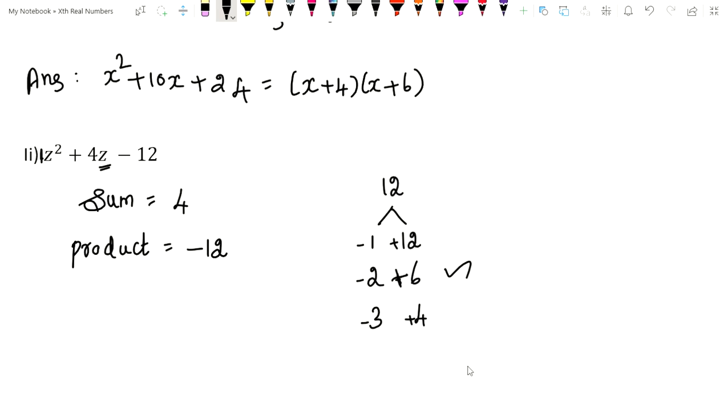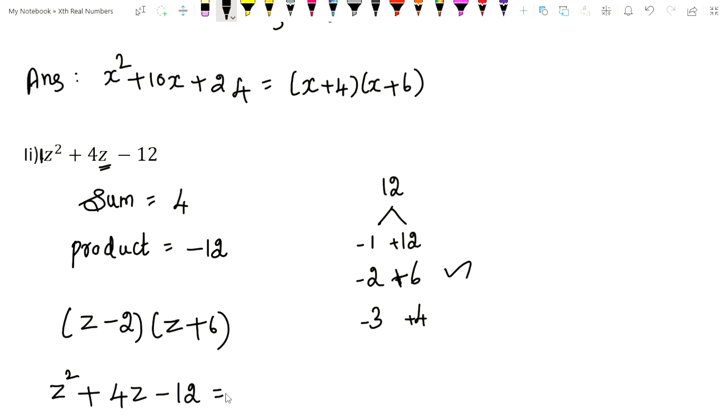So what is the factor we are getting? Here the variable is z. So z minus 2 and z plus 6. So z square plus 4z minus 12 equals z minus 2 into z plus 6. Do you understand, children? Okay children, see the next one.